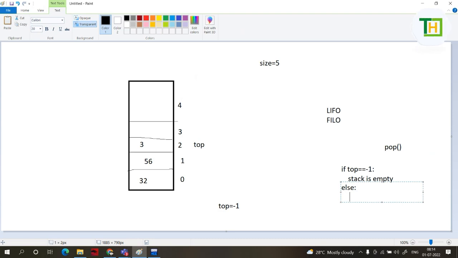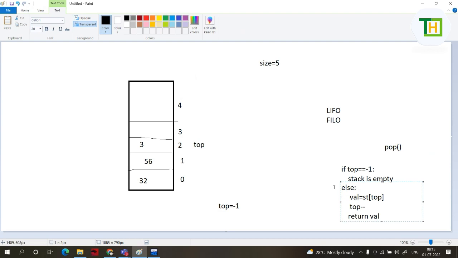I have to write here top minus minus. That's it, this is enough. Or else I'm going to write here some value equal to the value at the top, and then top minus minus, then return the value. This is the actual function.